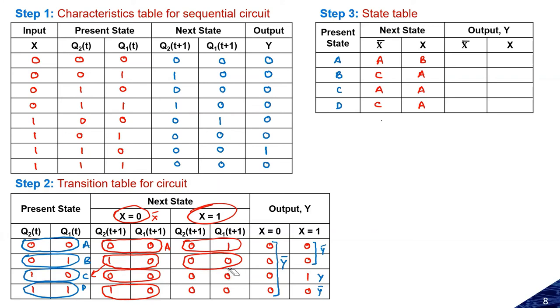Next one, similarly, we have to use it for the output. This is the case for X is equal to 0, and that indicates the X bar. So in X bar, for all the combinations, I am getting Y bar. So the Y bar will be the output. Y bar, and the Y bar. And if you talk about X is equal to 1 or X, I am getting Y bar, Y bar, Y, and Y bar. So this is how we can prepare the state table based on this one.